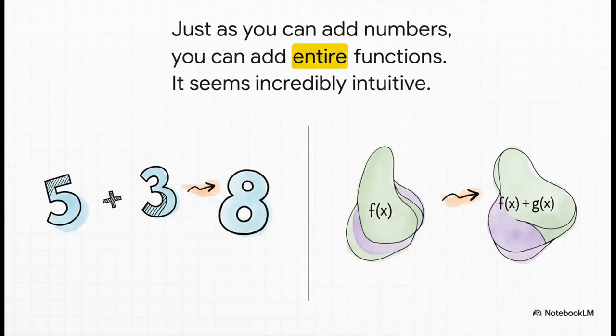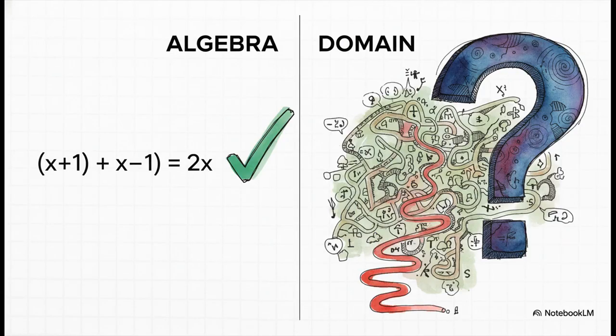We add numbers like 5 and 3 all the time, so why can't we just add functions like f of x and g of x? Well, you can. And it seems like it's going to be perfectly straightforward. But, and this is a big but, here's the catch. Doing the actual algebra, that's the easy part. The real challenge, and what we're really going to focus on today, is figuring out the domain of that new combined function. This is where those hidden rules live.